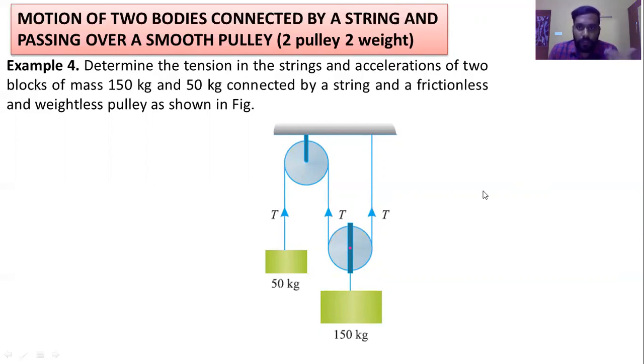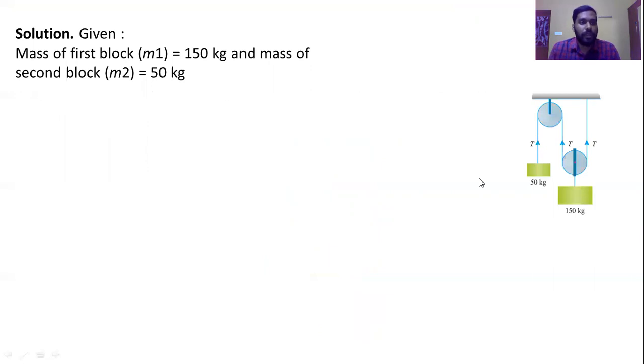So we need to find the tension, then we need to find the acceleration of the system. Given the mass of the block, this one is M1 and M2 is 50 kilogram. So we need to find the tension as well as the acceleration of the blocks.